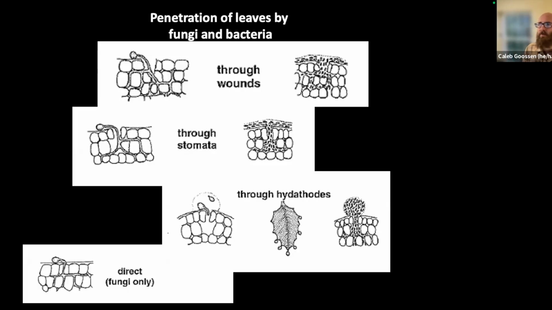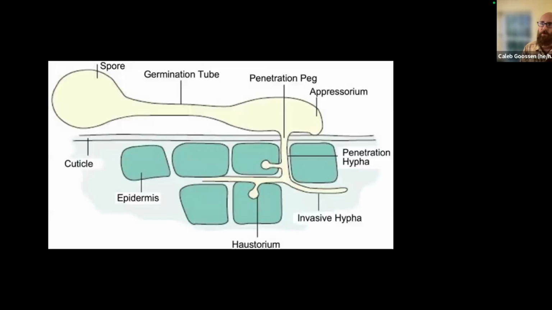And then our last way that these diseases get in is direct penetration, and only fungi can do this. Bacteria can't do this. So your spore lands, and if there's water long enough, because it takes a while for this fungus to do this, it grows out its little hyphae and it dissolves the leaf cuticle. It basically burns a way through, or digests a way through, and that's how it can get a hold.